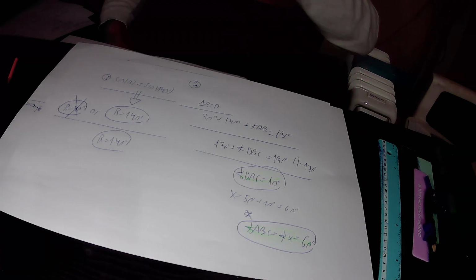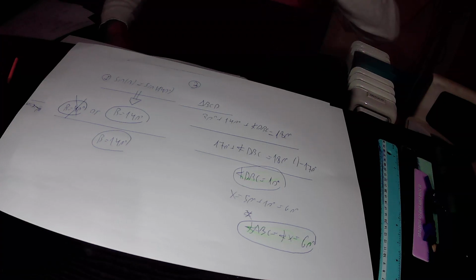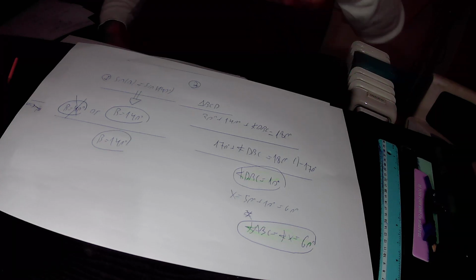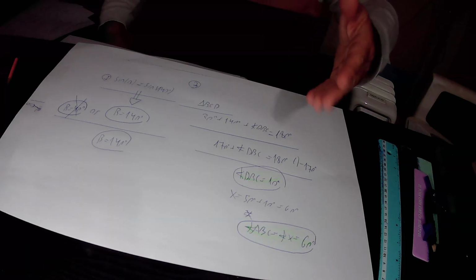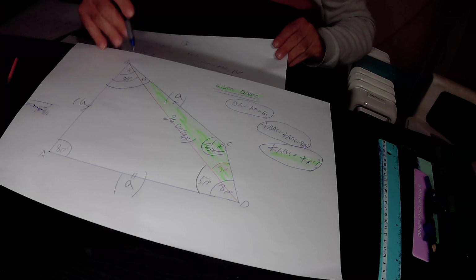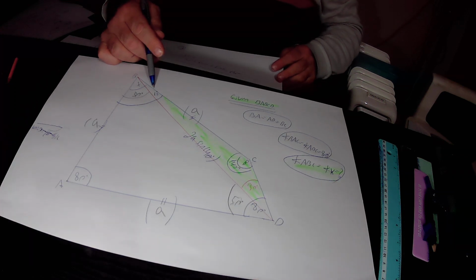30 degrees plus 140 degrees is 170 degrees, plus the missing angle DBC total must be equal to 180 degrees. Here we subtracted 170 degrees from 180 degrees, and find out that the missing angle DBC equals 10 degrees in size.